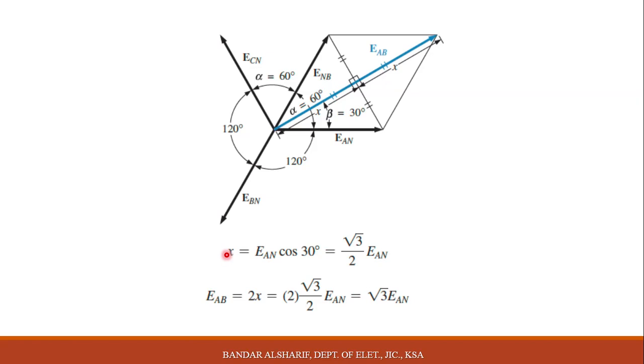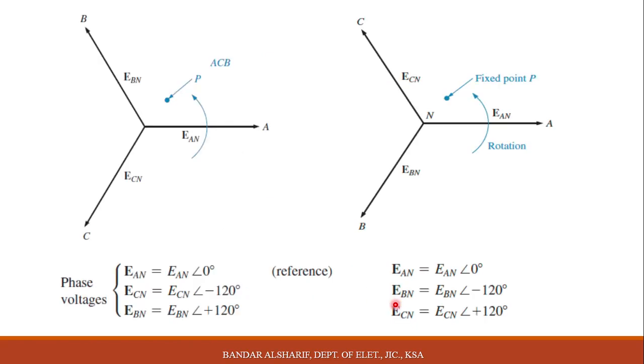Now we have 1x. If we need 2x to get the line voltage, we will multiply x by 2. You will get EAB. If you multiply x by 2, the 2 will cancel with this 2. The relation will be root 3 multiplied by the phase value. Okay.